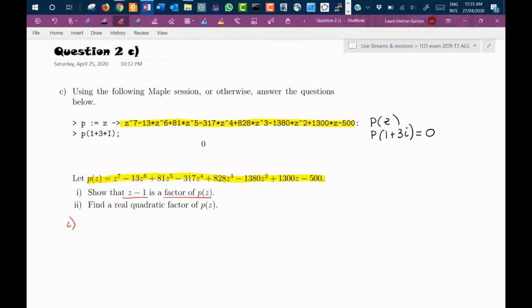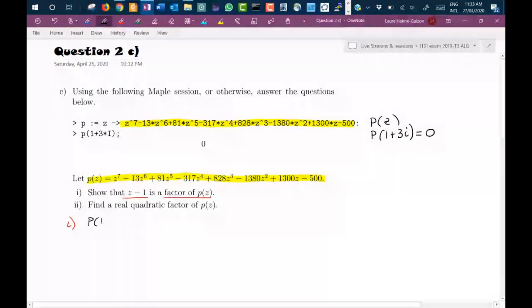Yeah, how do we show that z minus 1 divides some polynomial? That's a very classical question. You should have an idea. You sub in, absolutely. If you want to prove that z minus 1 is a factor, sub in 1. Z minus 2, sub in 2. Z minus alpha, sub in alpha.